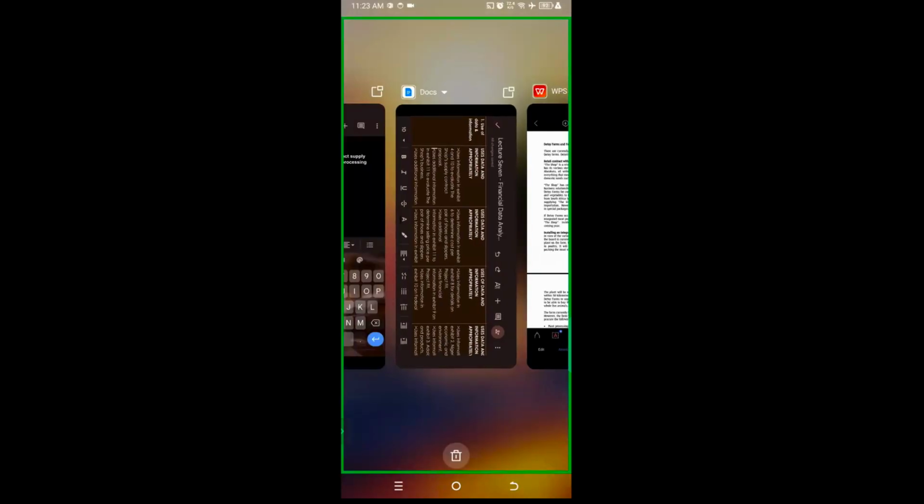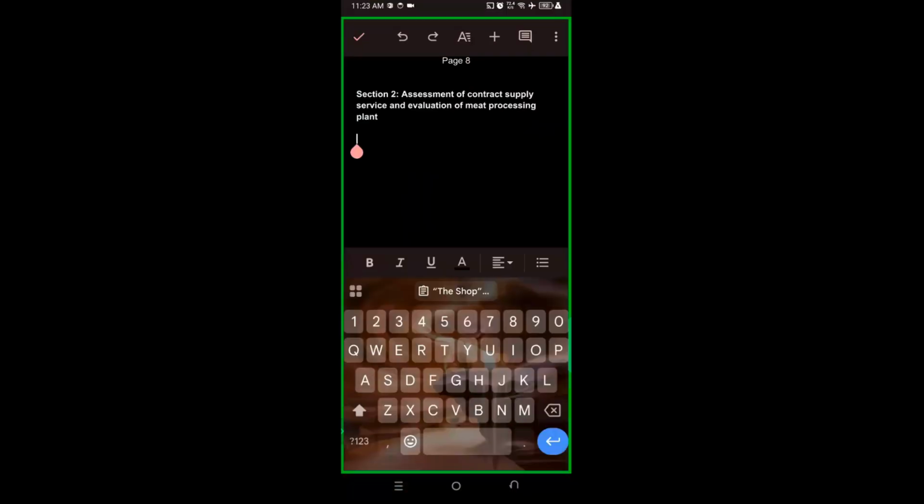So the first thing is to give a heading. I can say overview of the shop, contract supply service and meat processing plant.